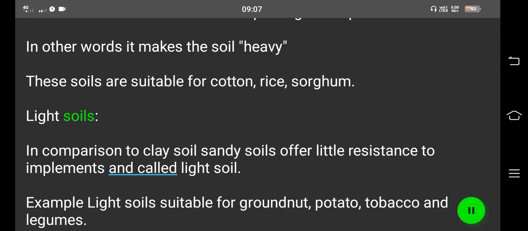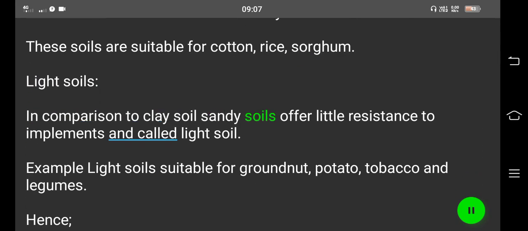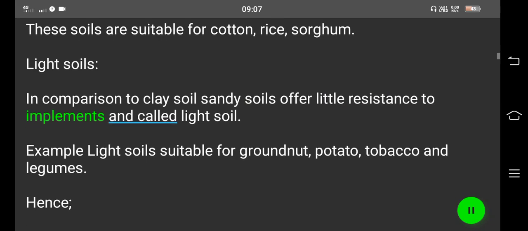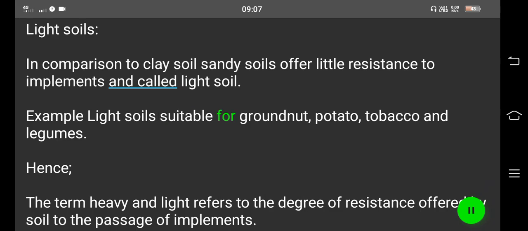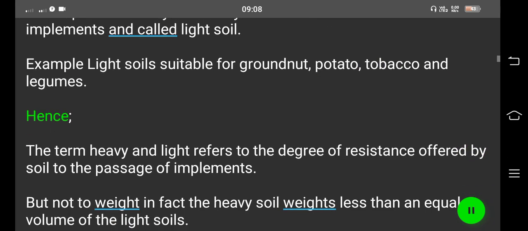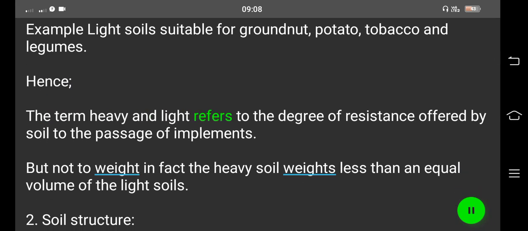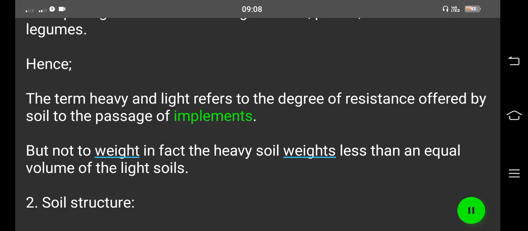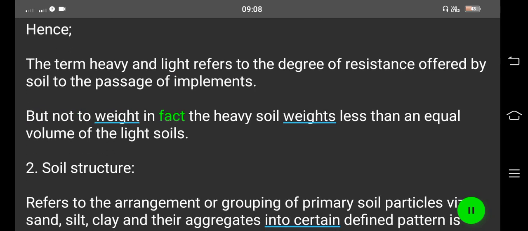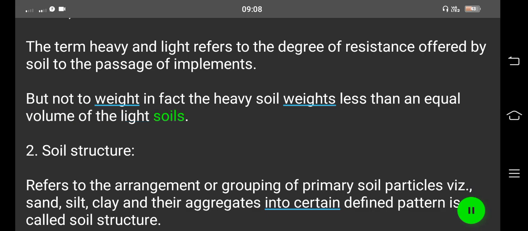Light soils. In comparison to clay soil, sandy soils offer little resistance to implements and are called light soils. For example, light soils are suitable for groundnut, potato, tobacco and legumes. Hence, the terms heavy and light refer to the degree of resistance offered by soil to the passage of implements, but not to weight. In fact, the heavy soil weighs less than an equal volume of the light soils.